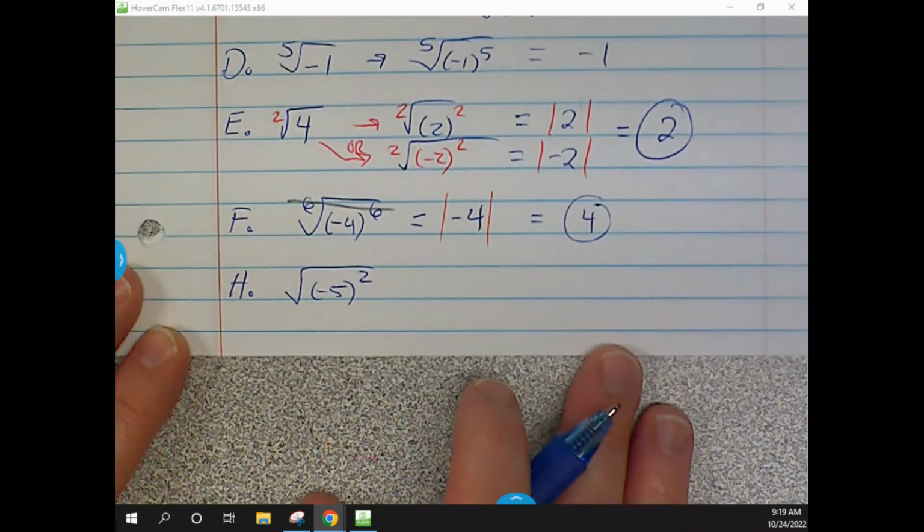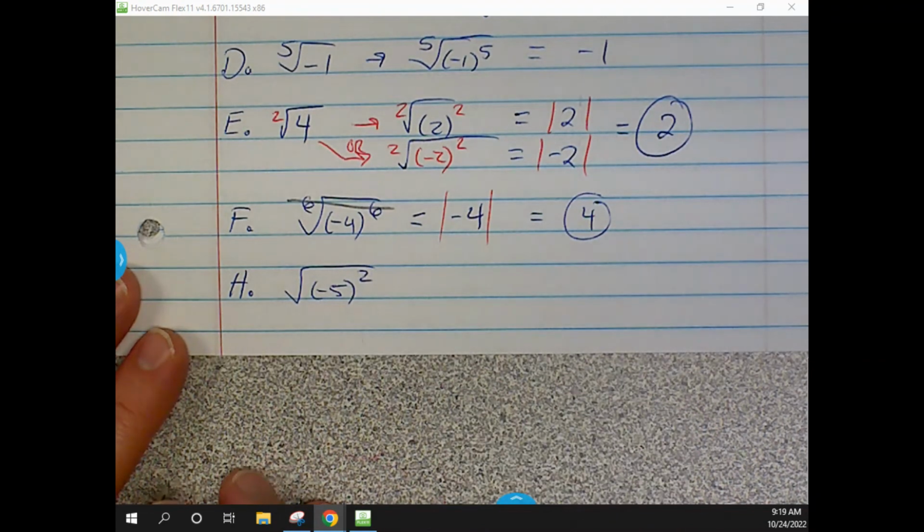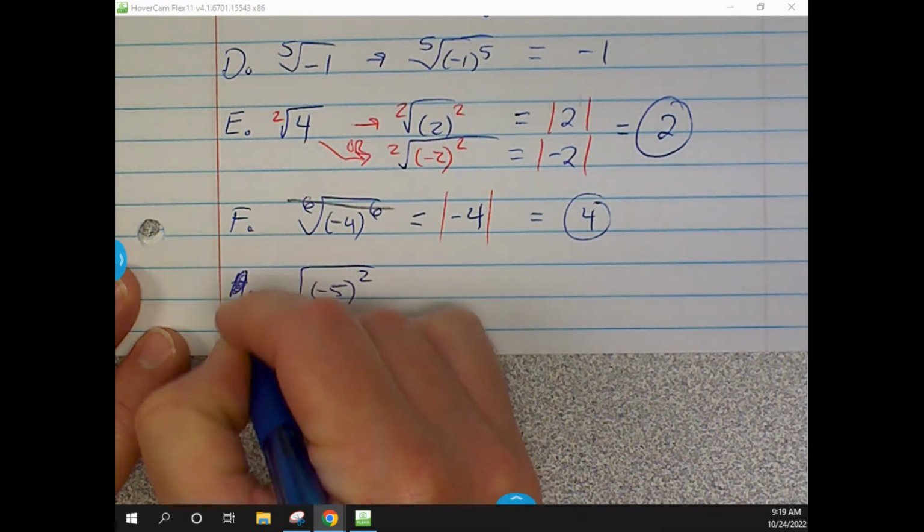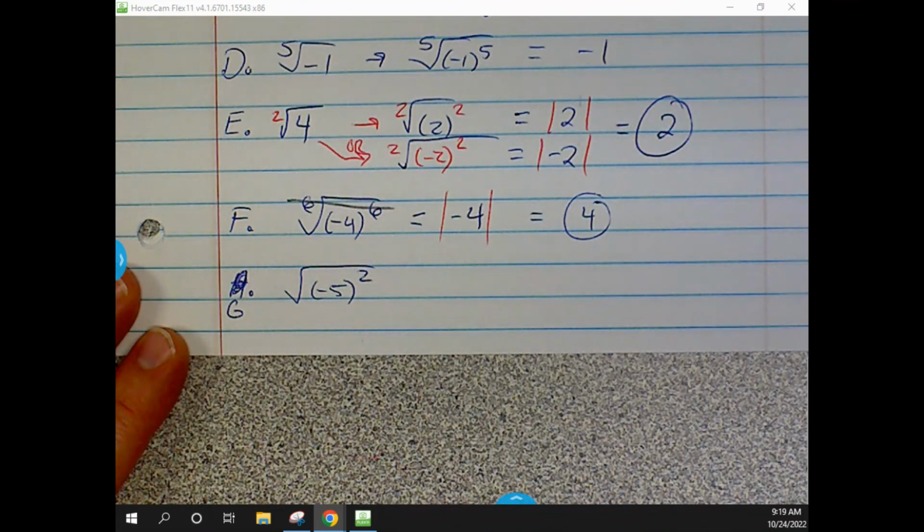Okay, so let's say if you had the square root of negative 5 squared. Oh, sorry, should have been G. My bad. Sorry about that. Forgot my alphabet for a minute.